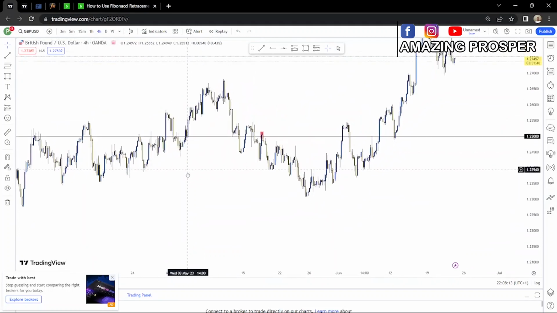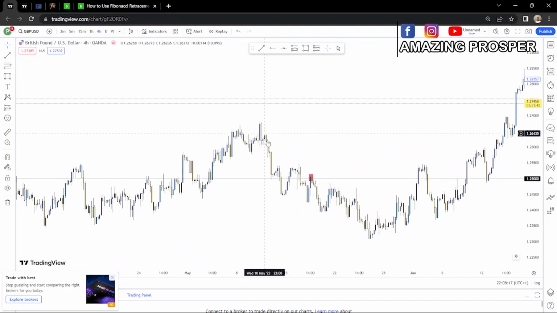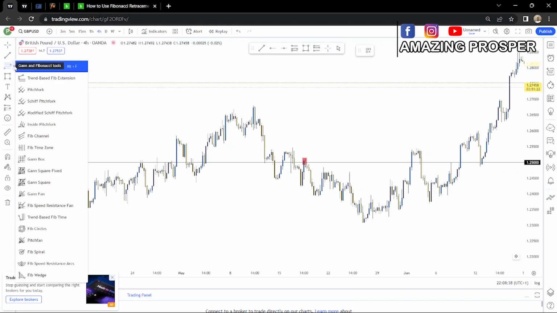So what I do, if the market is trending low, remember if the market is trending low, you have to use it to know the possible support zone where you're going to wait for the market to get in. The Fibonacci retracement level, how to get it is from this third tool. You can right click on it, then you can see the fib retracement, which is the first one.